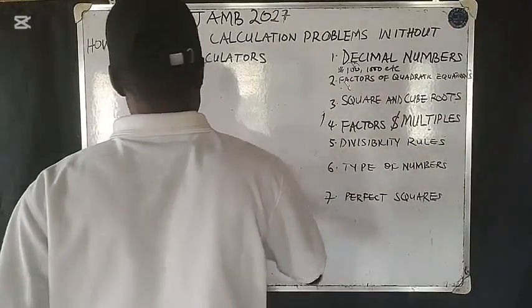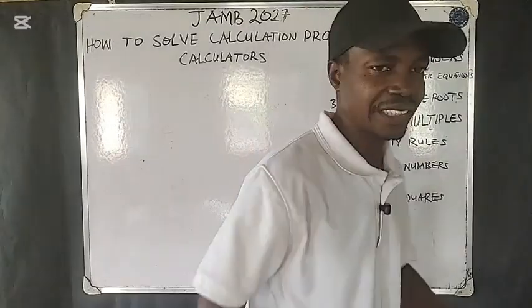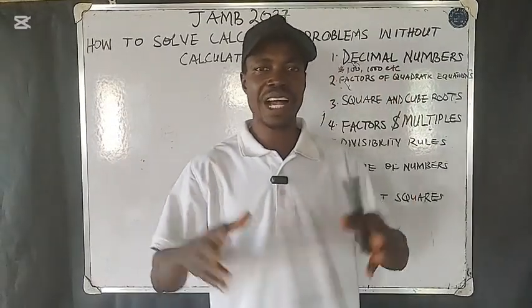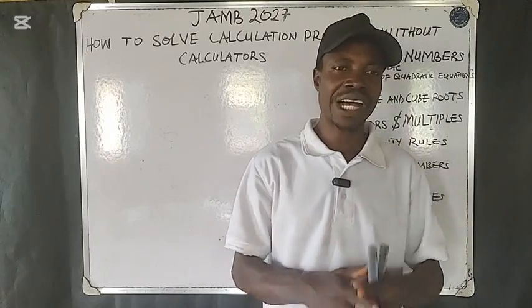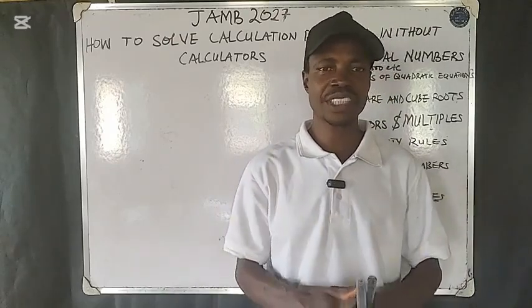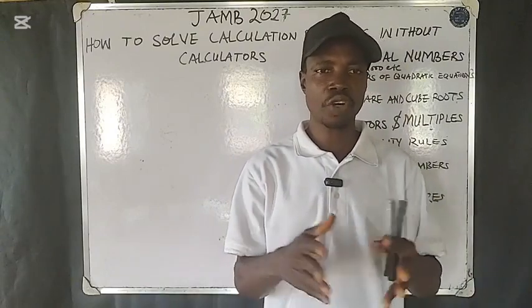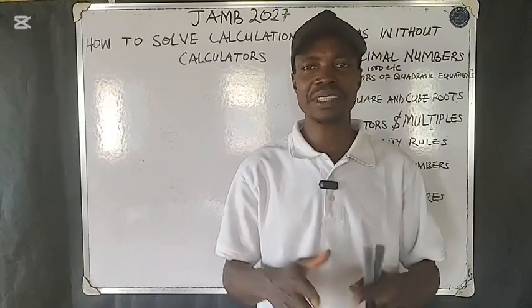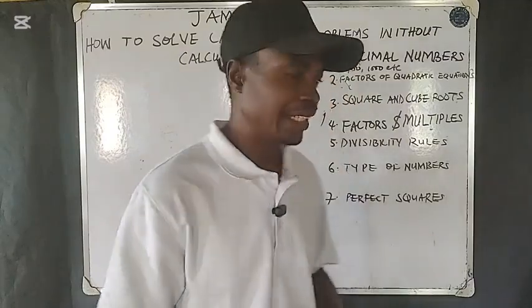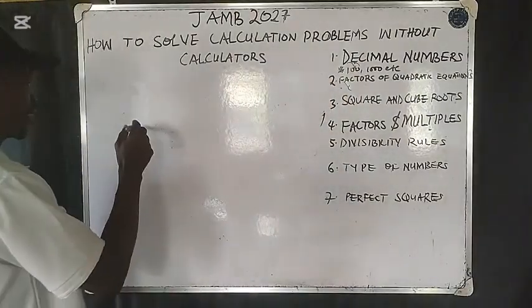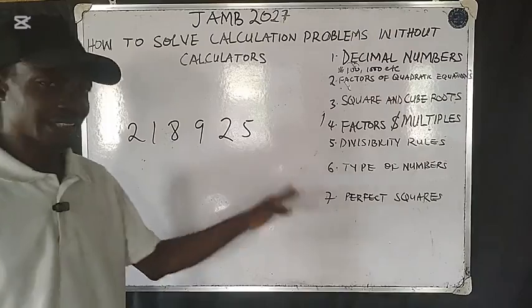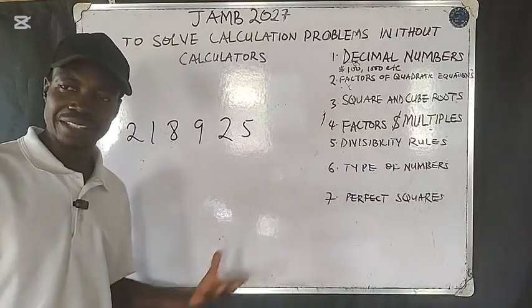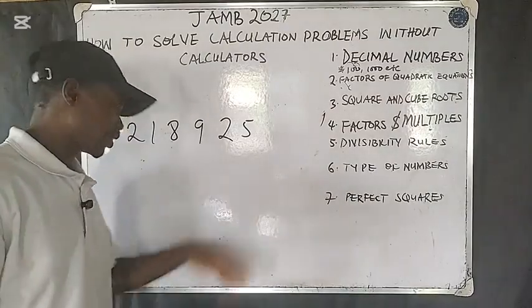For 9, just like 3, you will add all the digits together. Am I right? In the case of 9, the same thing. Add all the digits of the number together. If the sum is divisible by 9, that means 9 can divide the number. Let's say we want to find out if 9 can divide this number. All we simply do is to add all the digits together. If 9 can divide the sum, that means 9 can divide this number.